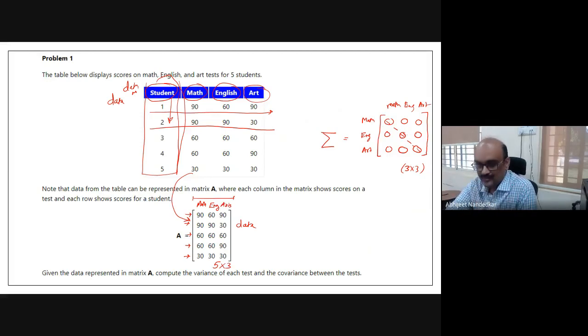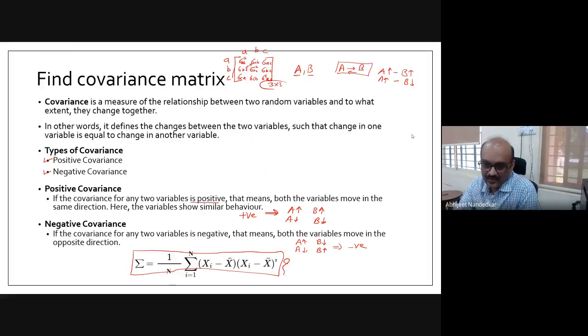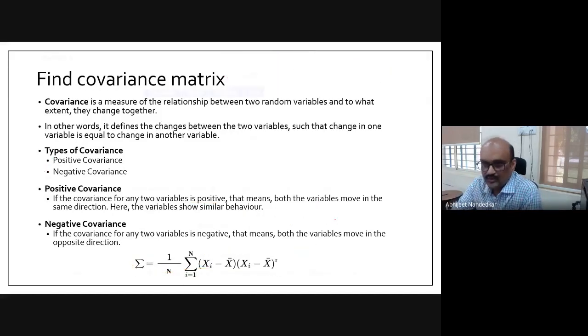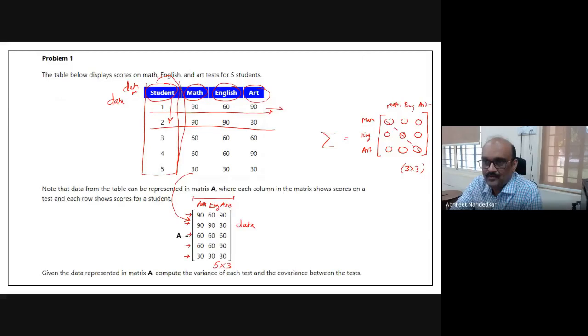So one straightforward way is to use this equation. You find the mean vector of all these 5 vectors. You add them all and divide by 5, so that will be the mean vector. Then you subtract that mean vector from each row.